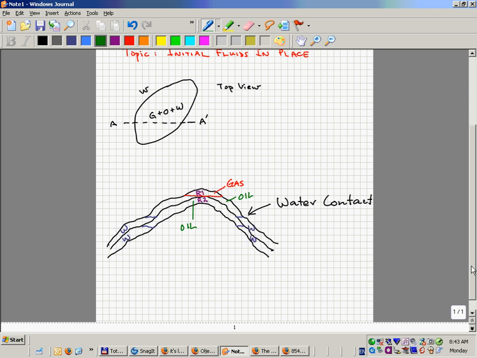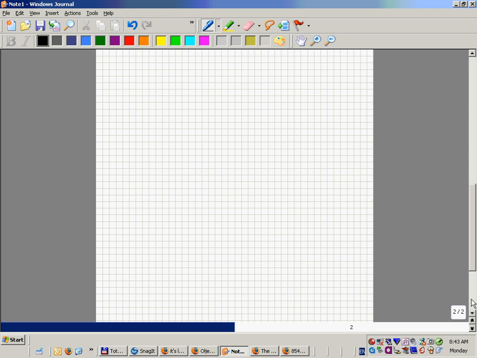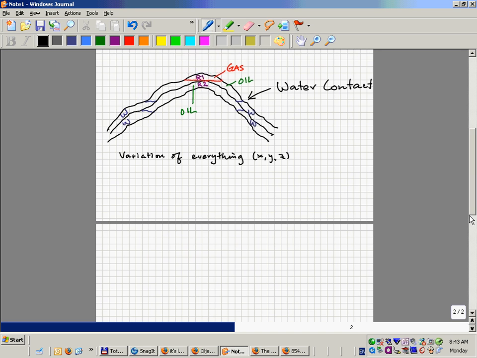So what we see is that we've got a kind of quantitative problem to define the initial fluids in place, in that we've got variation of basically everything in 3 directions. Now, what is the everything? Well, the easiest way to think about everything is to take a simpler problem, or maybe we can just make a list. Maybe you guys are clever enough to just figure it out.